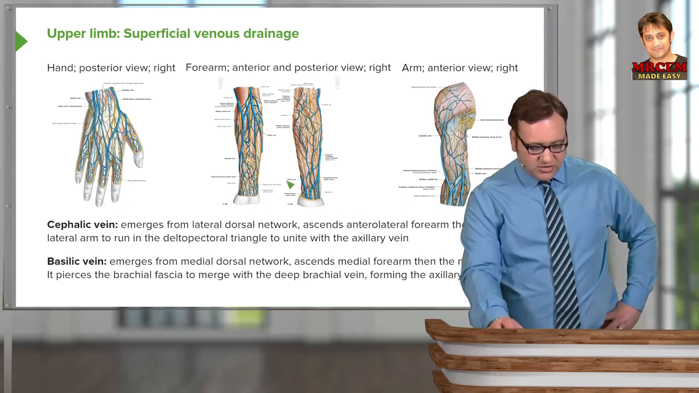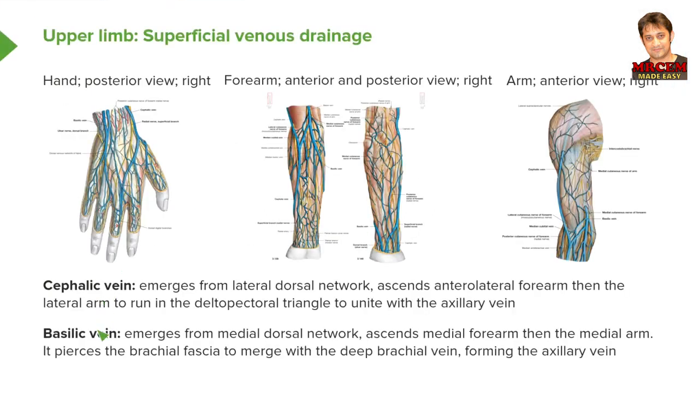Here we can see, if we turn to the superficial veins again, we've got the cephalic vein and we've got the basilic vein. So on this diagram here, we can see the hand in this extreme over here, we can see the forearm in the middle, and then we can see the arm in this opposite extreme on the screen. And what we can see in the hand region is this dorsal network. We have this more lateral dorsal network here, and we have a more medial dorsal network here. But these are all receiving veins coming from the digits.